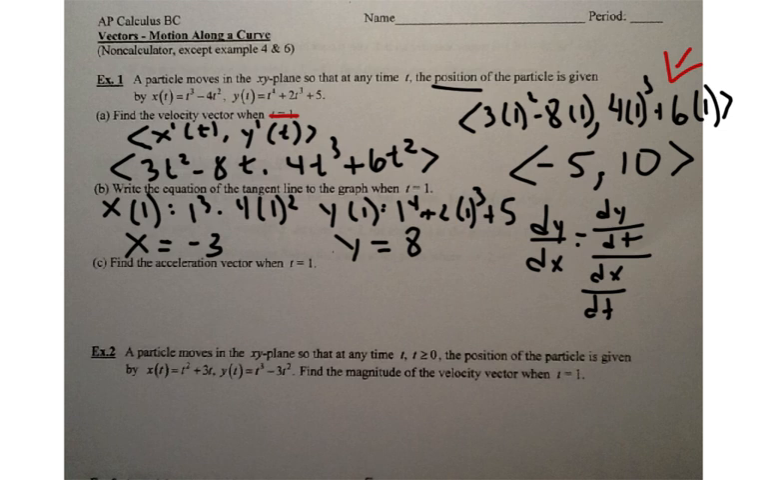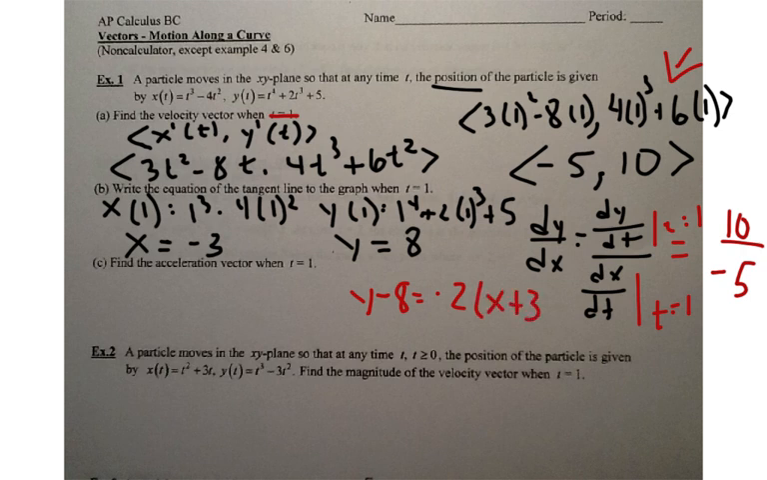So we're going to end up getting a dy/dt such that time equals 1 will be 10, and dx/dt such that time equals 1 will be negative 5, and 10 divided by negative 5, of course, is negative 2. So our equation for the tangent line will be y minus 8 equals negative 2 times x plus 3. And that is the answer to 1b.